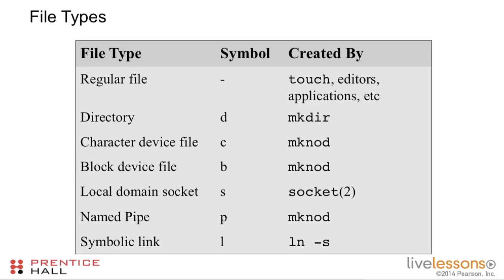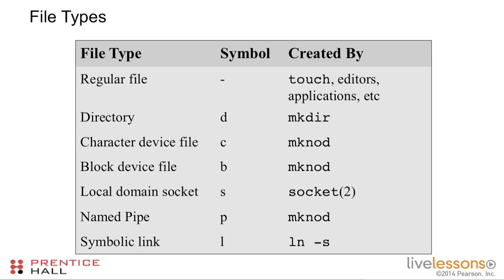But then there are several other types. There are character device files and block device files that start with a c or a b. You'll often see these under /dev, for instance. There are local domain sockets, which are used for inter-process communication when one process needs to talk to another. There are named pipes, which are also a way to communicate with a process. And there are symbolic links, which means that one file points to another file. They're created with the ln -s command.